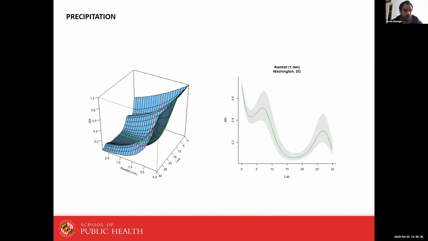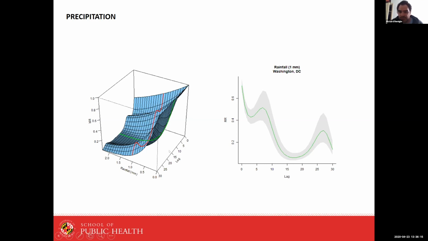Here are some outputs. Again, this is all preliminary, and I've focused on Washington, D.C., but I've done analysis for multiple locations. With respect to precipitation, we see rainfall and lag on the X and Y axes, and the rate ratio on the Z axis. In this very fun-looking plot, there is some dimensionality in the risk of coronavirus cases across rainfall, but also across lag.